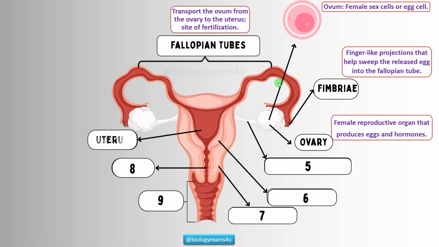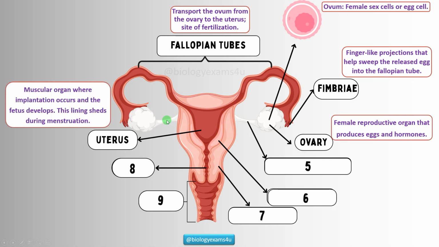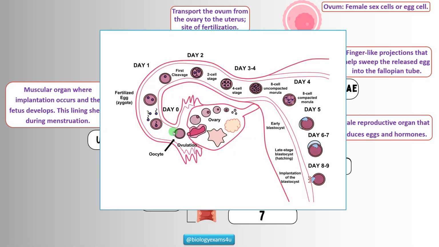The next structure is the uterus. Uterus is a muscular organ where implantation occurs, and the fetus develops inside the uterus. If there is no fertilization, this lining sheds during menstruation. So this is what is actually happening.